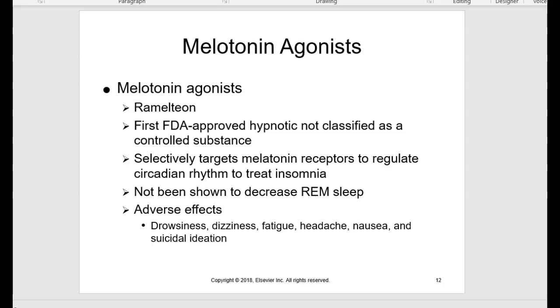This final classification, we're going to talk about melatonin agonists. Ramelteon is a category of a sedative hypnotic called a melatonin agonist. It is not classified as a controlled substance. All the other medications we talked about, phenobarbital is Schedule 4. Alprazolam is Schedule 4. Zolpidem tartrate is Schedule 4. So this is the only one that's not considered a controlled substance that can be taken to help improve sleep. The adverse effects are listed there for you to review on your own.